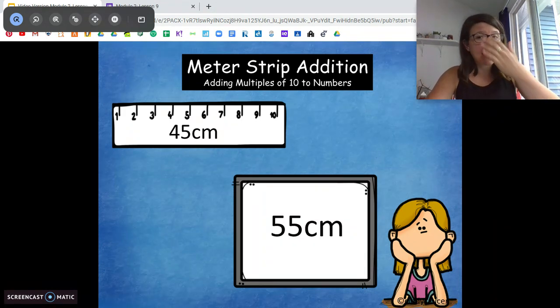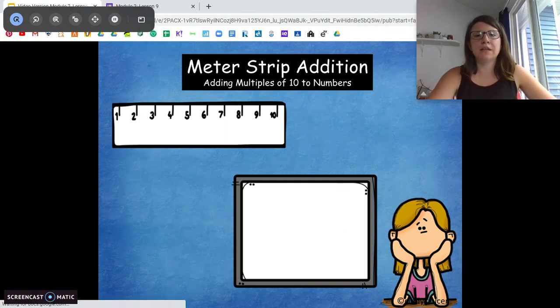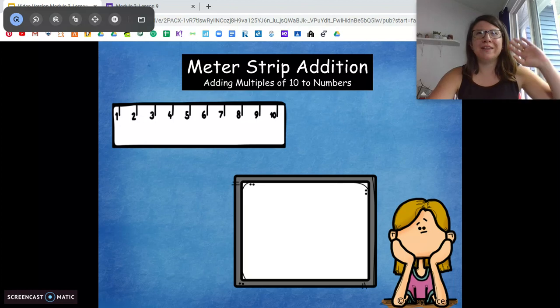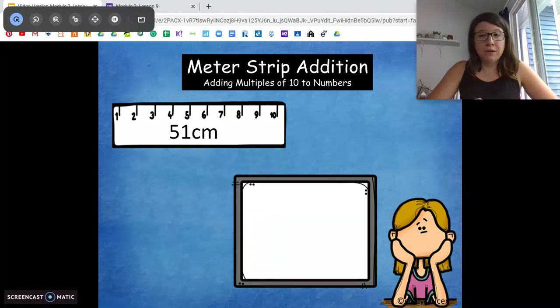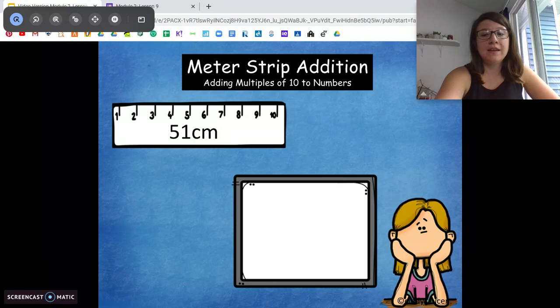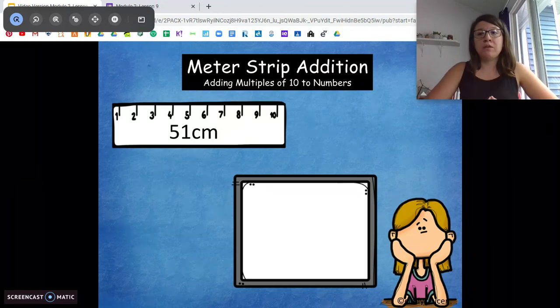I'm going to give you a second to think about the answer, and then I want you to say it out loud. You don't need to write a number sentence this time. Just give your brain a second to think about it and tell me 10 more than the length I give you. So if I give you a length of 51 centimeters, what is 10 more centimeters than that? Again, think about just changing your tens, please.